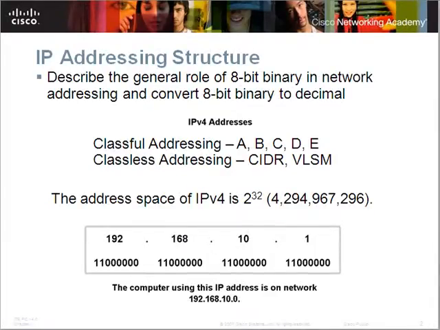IP addressing structure, let's understand. It's a 32-bit binary address which is converted into dotted decimal. So that is the representation of an IP address. In IPv4 addressing, we'll be learning what is classful addressing, A, B, C, D, E, and classless addressing, how to manage using CIDR notation, what CIDR is all about, and what is VLSM. We'll also be discussing the concept of subnet mask.